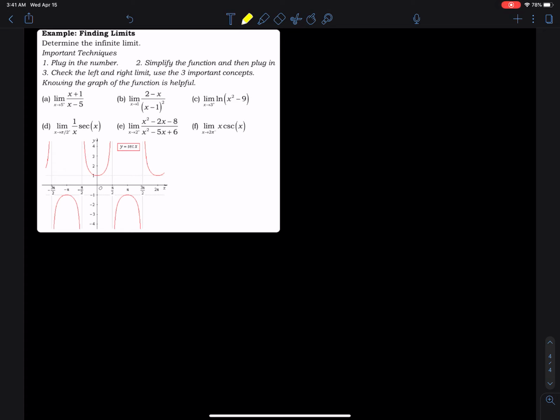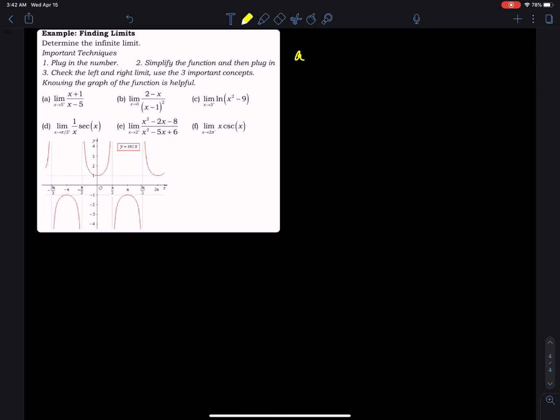I'm trying to find the following limits. So there are a few important techniques. One is you just plug in the number, and you get the answer immediately. Number two is you cannot plug in, so you have to simplify first and then you plug in. Number three is you check the left and right. But sometimes knowing the graph is pretty helpful.